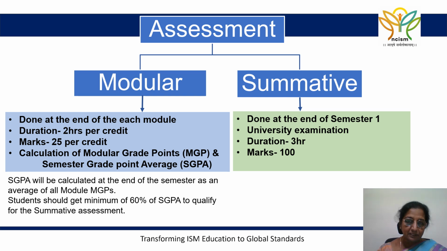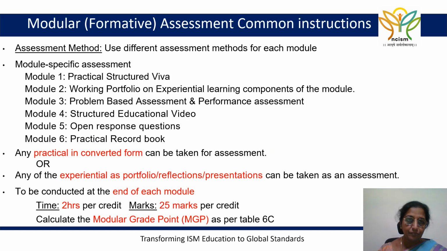Coming to summative assessment, it is done at the end of the semester. End of the semester 1, that is a university examination of duration 3 hours with marks 100. Coming to modular assessment, that is formative assessment, common instructions. Assessment method: use different assessment methods for each module specified in the syllabus.